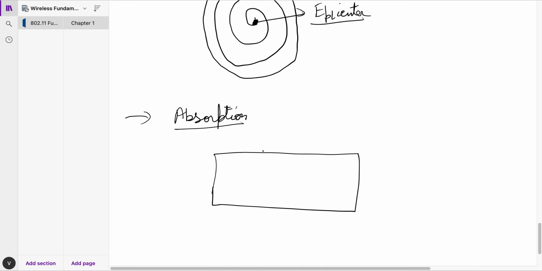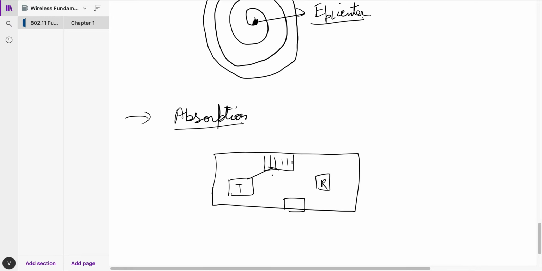Or let's say, forget about the access point. This is a transmitter and this is a receiver. Now, the transmitter is trying to send some data to the receiver, and there is a table right here, there is a chair right here, or there are some curtains right here on the window, anything. So what I'm trying to say is, when a transmitter sends some data to the receiver, there is a possibility that the RF signal might get absorbed by the surroundings.